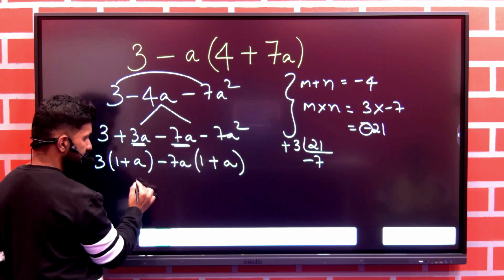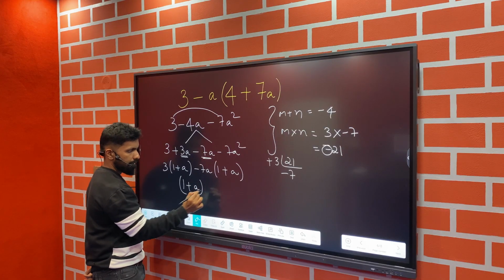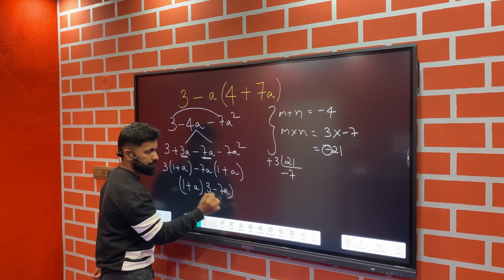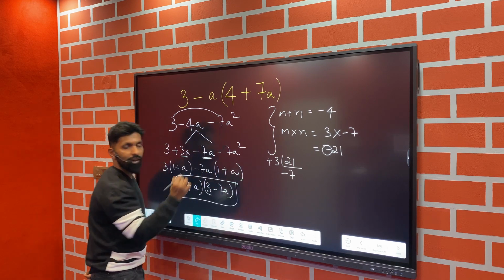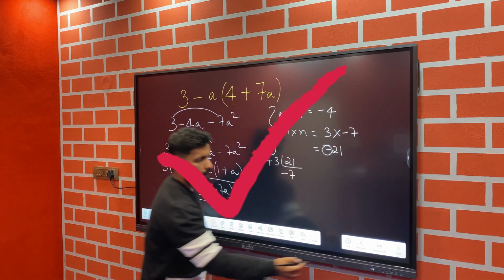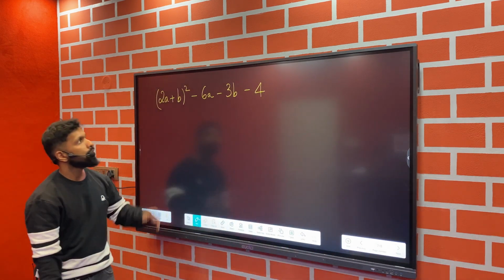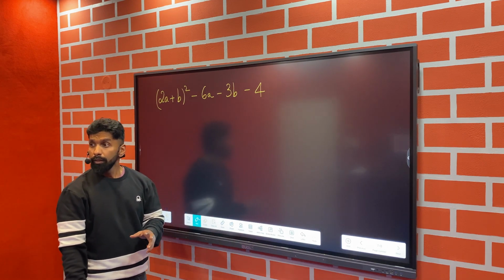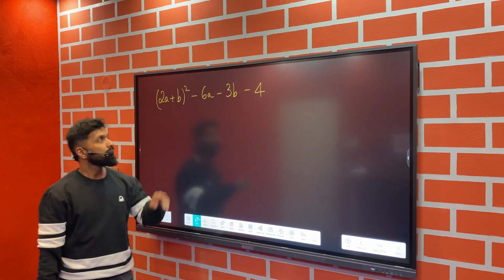So 1 plus a again looks common into 3 minus 7a. And this is your final answer, guys. Okay, now let's try more. Look at this. This looks like there is a square.